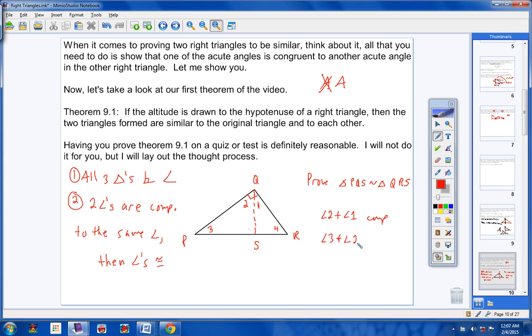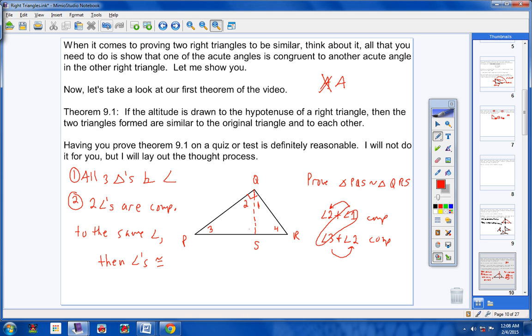Whoa, Mr. Earhart, what are you thinking there? How are they complementary? Guys, we learned a long time ago that 2 acute angles in a right triangle are always complementary. Okay, so here's your right triangle right here. If this is 90, then these 2 added together have to be 90 also. 90 plus 90 is 180. So look, if 2 and 1 are complementary and 3 and 2 are complementary, look, angle 1 is complementary to what angle? 2. Angle 3 is complementary to what angle? 2. So angles 3 and 1 are complementary to the same angle, thus they're congruent.